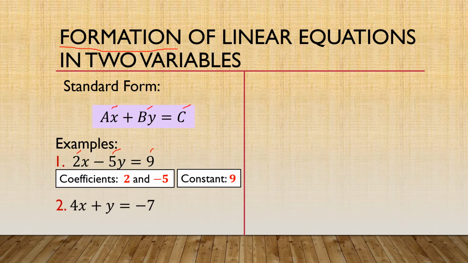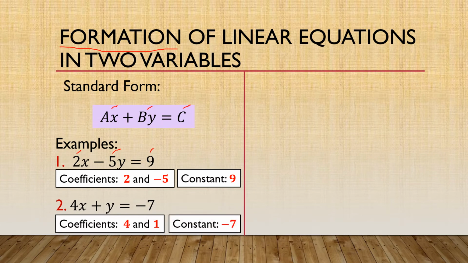Let's have number 2. 4x plus y equals negative 7. Can you identify the coefficients? Okay, so that is 4 and 1, yung coefficients niya. What about the constant? Of course, the constant is negative 7. Okay? So, ganyan po yung ating standard form. Ax plus by equals c.